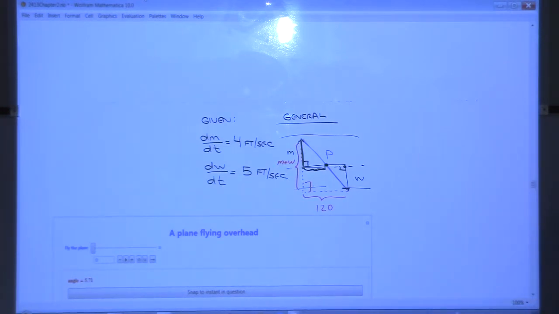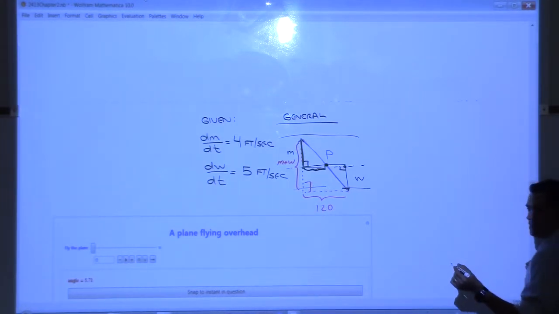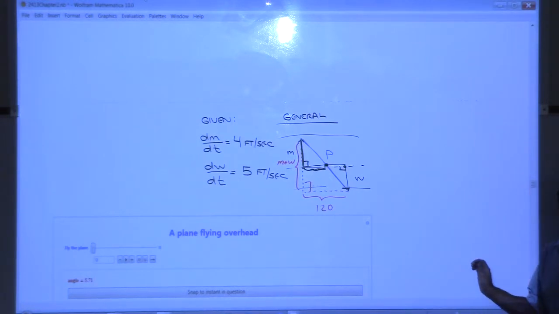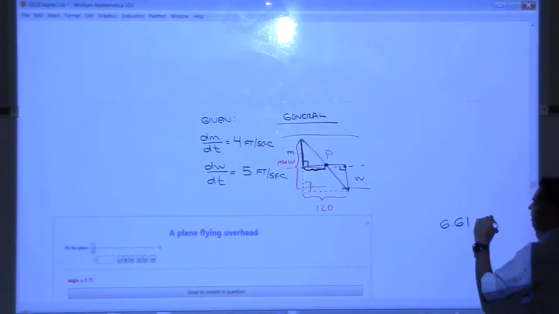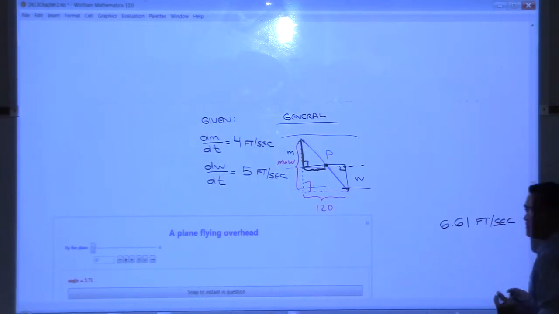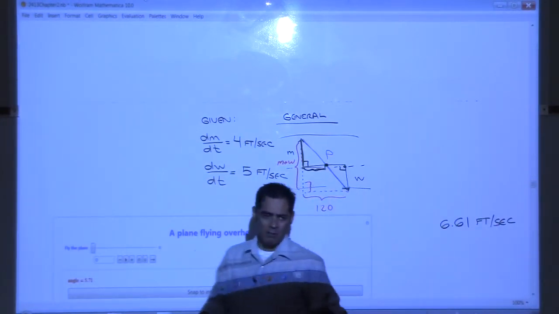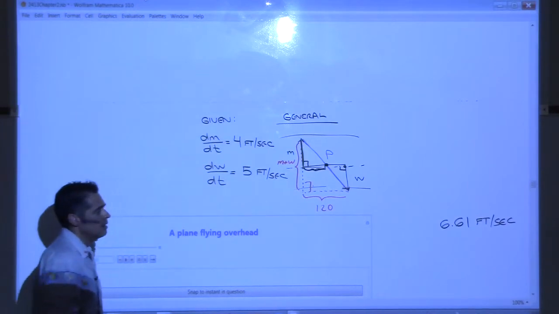So I did have another question on this one. Well, we never got an answer here, right? We never worked it completely out. Did anyone do it by chance? No? You did? Did you get a numerical answer? What did you get? 6.61 feet per second. 6.61 feet per second is the answer we got after they'd been walking for 20 seconds.